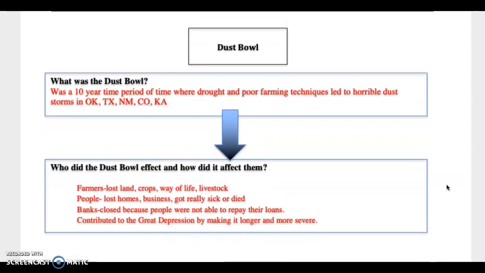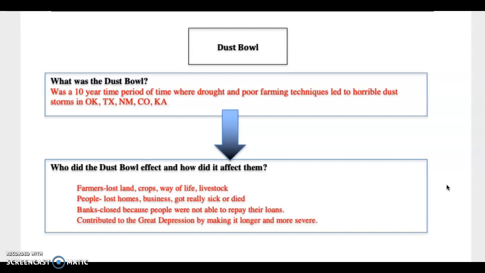And the Dust Bowl was a 10-year time period where drought and poor farming techniques led to horrible dust storms in Oklahoma, Texas, New Mexico, Colorado, and Kansas. You could also say in South Central United States. It affected a lot of people, mostly farmers who lost their land, their crops, their way of life, and had to leave and move somewhere else, as well as their livestock. People lost their homes, their businesses, they got really sick, or they died from inhaling all of that dust.